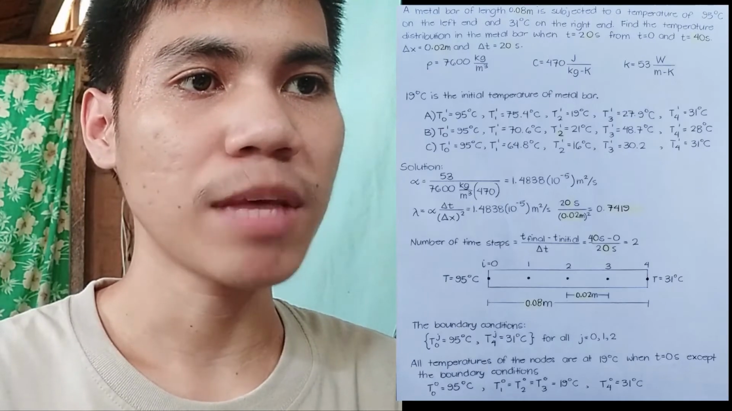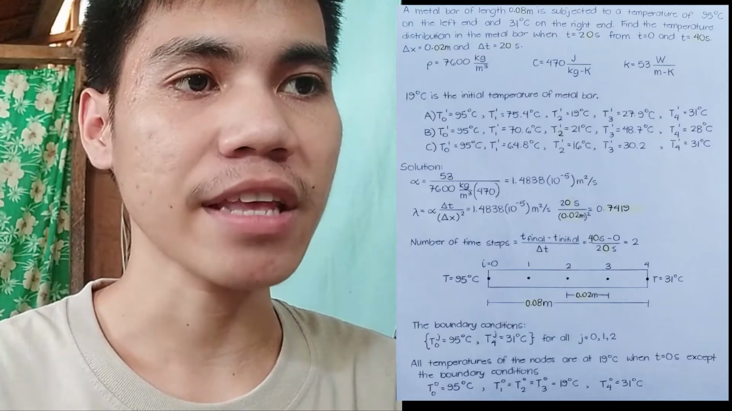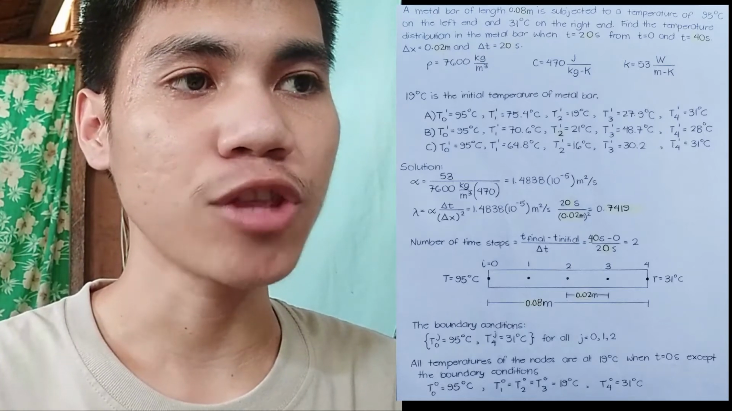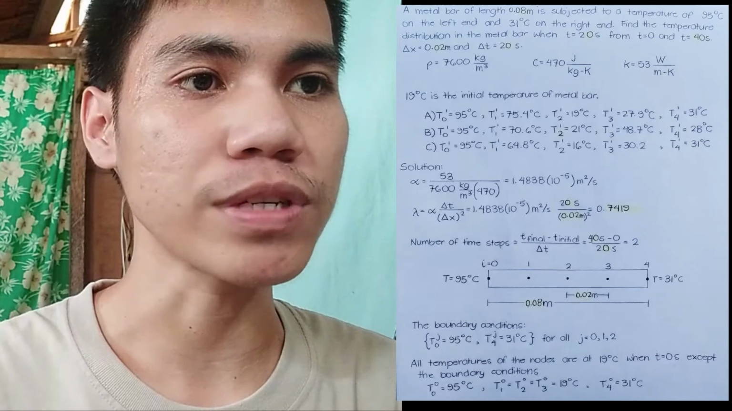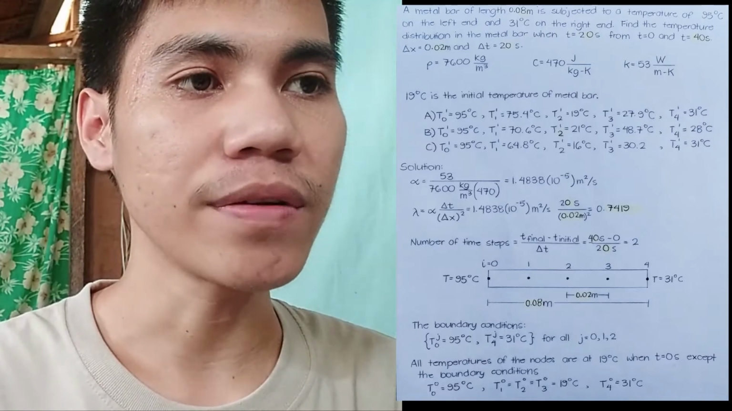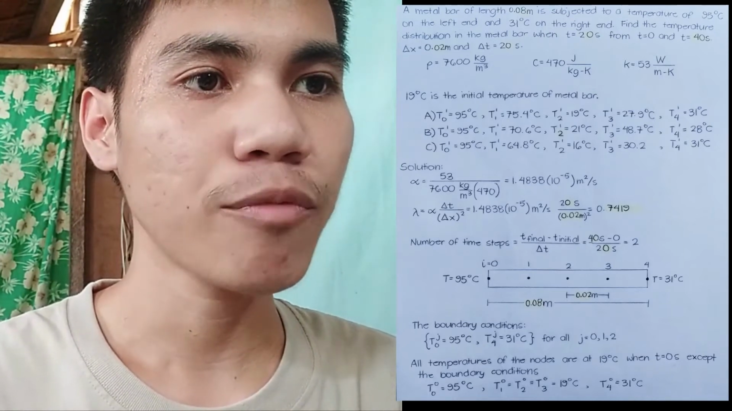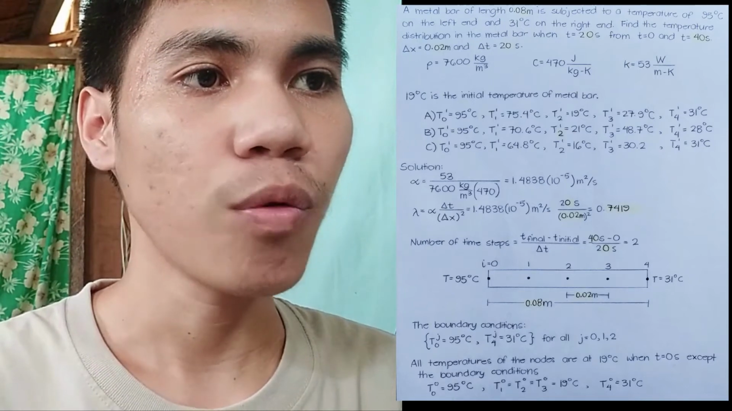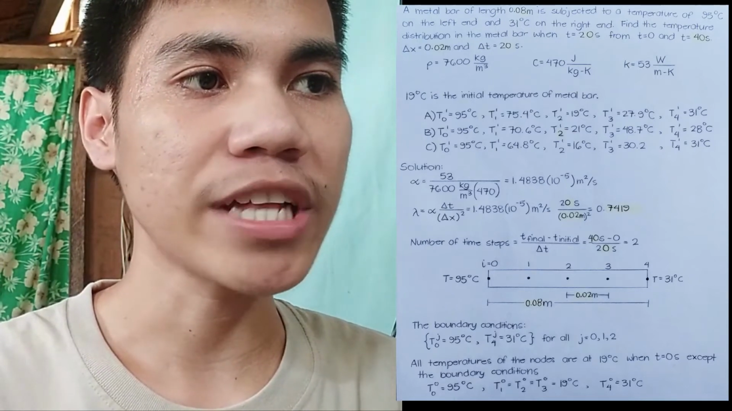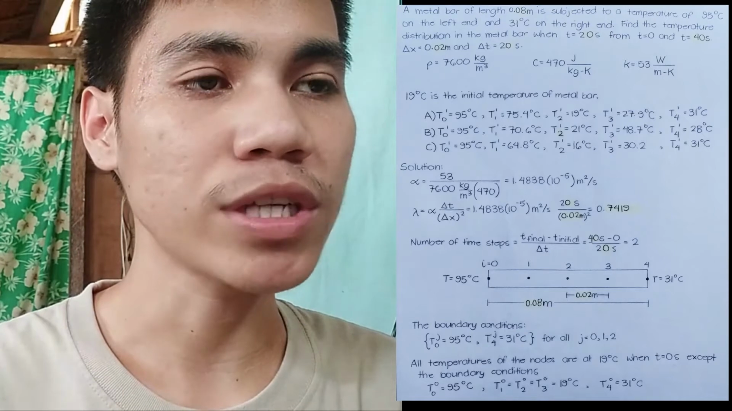Quiz item 1, multiple choice. A metal bar of length 0.08 meter is subjected to a temperature of 95 degrees Celsius on the left end and 31 degrees Celsius on the right end. Find the temperature distribution in the metal bar when time is equal to 20 seconds, from the range time is equal to 0 and time is equal to 40 seconds.